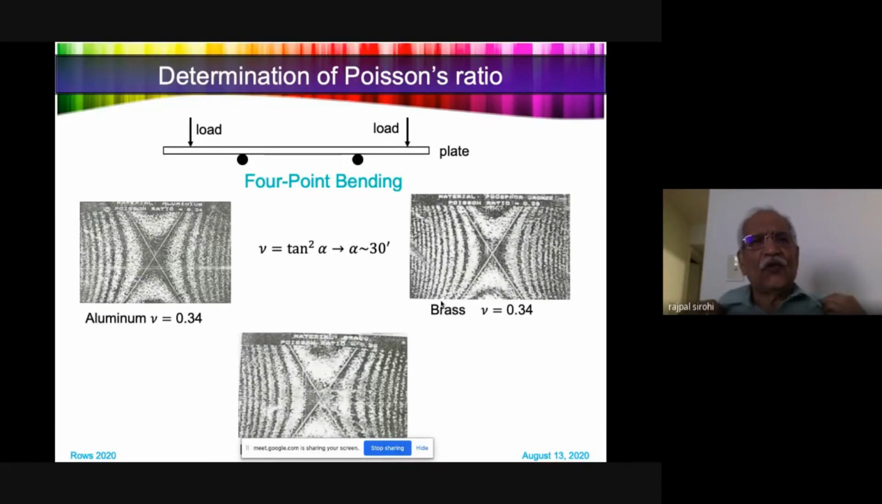This was one experiment we did in the beginning itself, a long time back, maybe in the 80s, to find the Poisson's ratio of different materials. We use a 4-point bending and a software cursor, which will measure the angle and give us the value of the Poisson ratio.